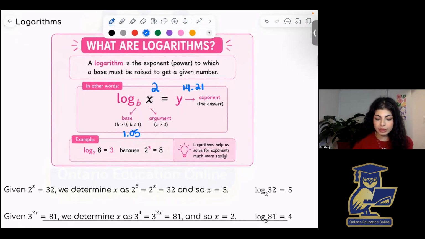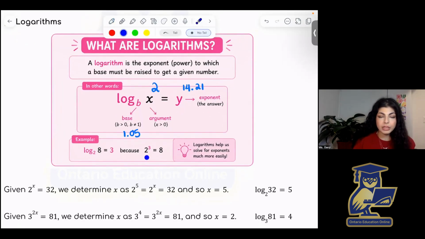Or to give you a more simple example, of course we know that 2 to the power of 3, or 2 cubed, is equal to 8, which means that the logarithm of 8 with base 2 will give you 3, which means what power do I need to raise 2 by to get 8? And of course that power is 3.